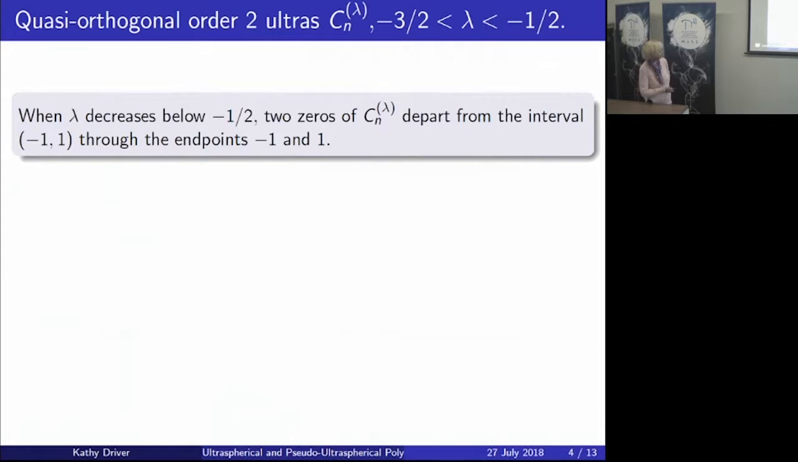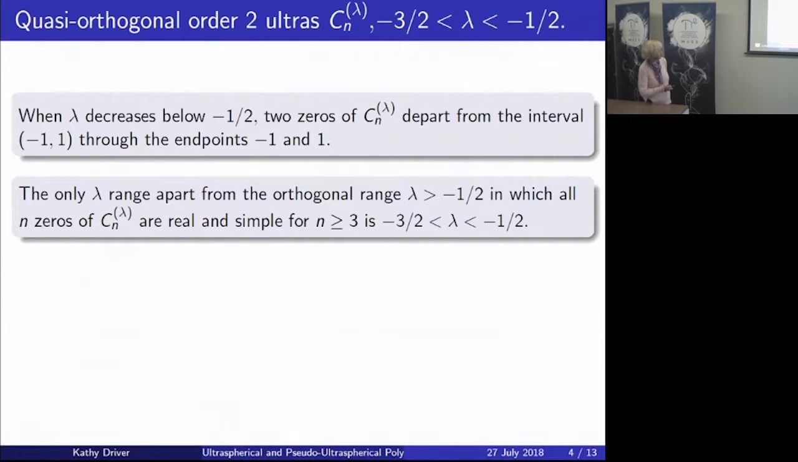And the only lambda range, apart from the orthogonal range, in which all the zeros are real and simple, and you'll notice for n greater than or equal to 3, we found that for n equals 2, the argument given in Schoenhardt's 1937 theorem breaks down, and we have specific examples of an ultraspherical polynomial of degree 2 having two pure imaginary zeros, which is a long way from being real.